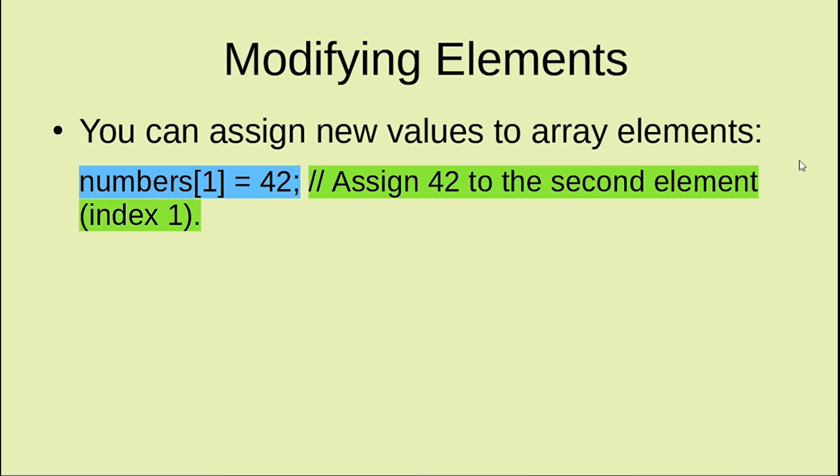Okay, so how can we modify the value at a particular index? We can simply assign to numbers[1], or the index at which we have to update the value. So in our case we are updating the value at index 1 and setting its value to 42. So it's that simple. Okay, so let's move to another topic.